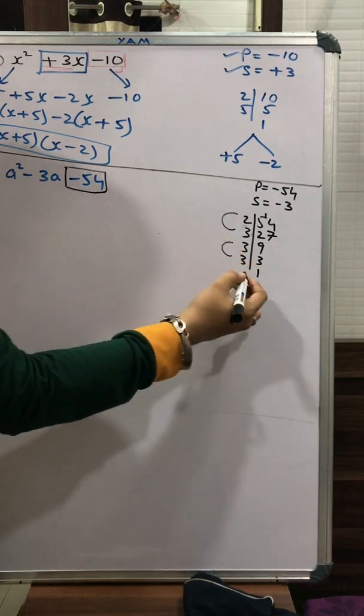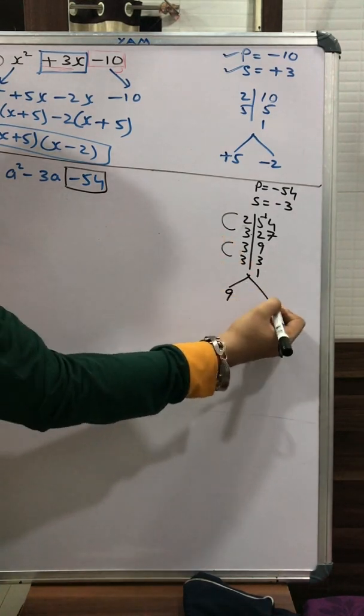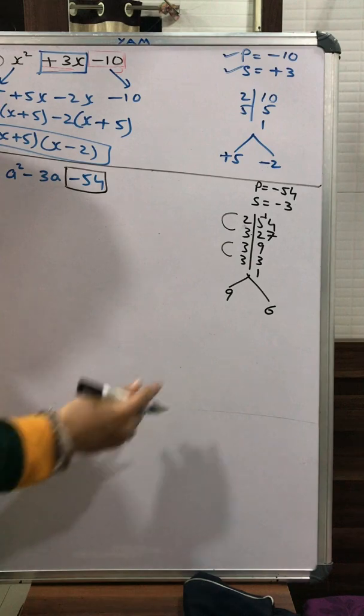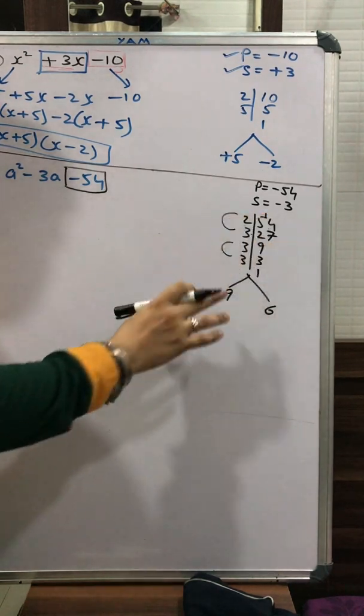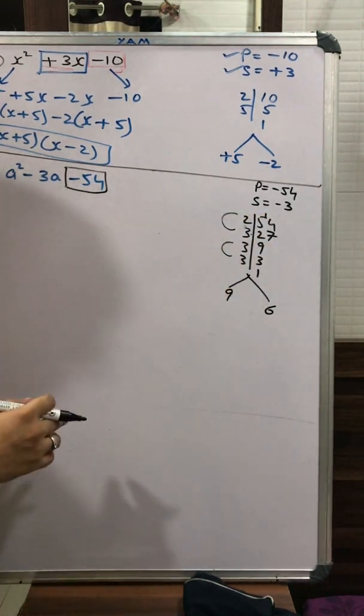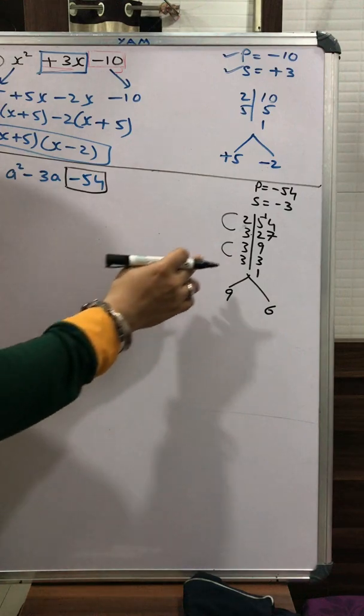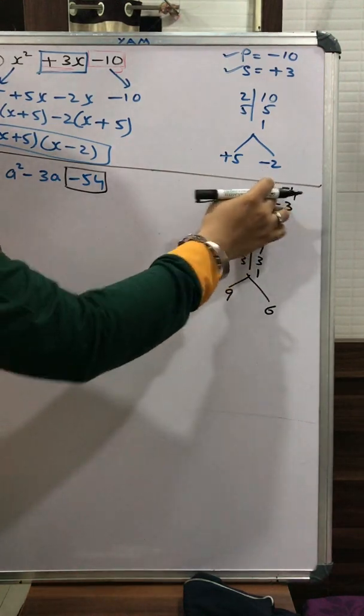So one number I got is 9 and another number is 6. Can I say 9 times 6 is 54? Yeah, 9 times 6 is 54. Always it will be correct. But I should get minus 3 and I should get minus 54.